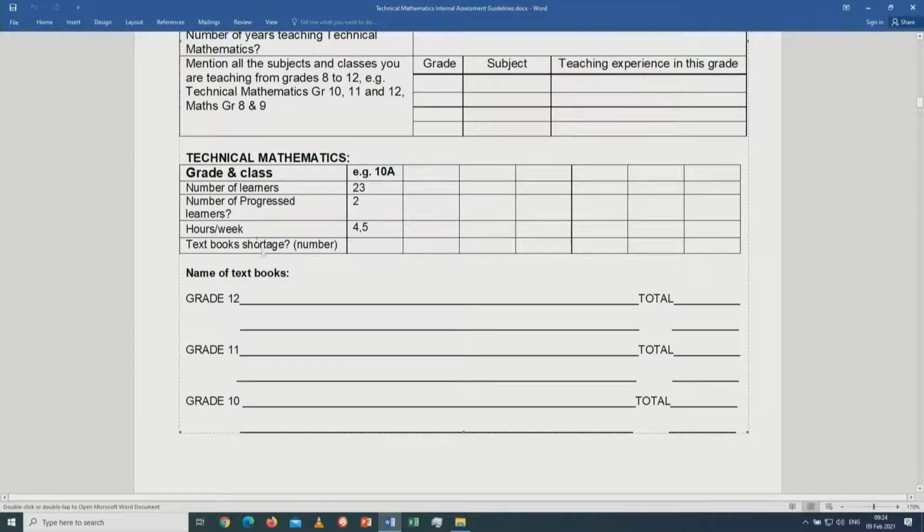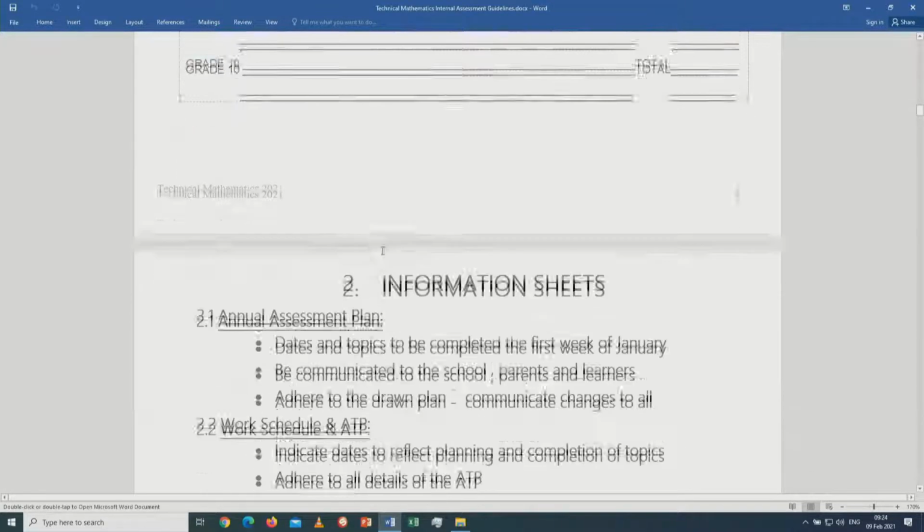And then technical mathematics, please indicate the number of learners. We always request this information, even when we do school visits, that we need to know how many learners are in your school, grade 10, 11, as well as grade 12. Not for a particular teacher, for number of learners taking the subject in the whole school, technical maths, grade 10, 11, and 12. But I think also this information is updated in the SSMs, where you indicate how many learners do we have in a school.